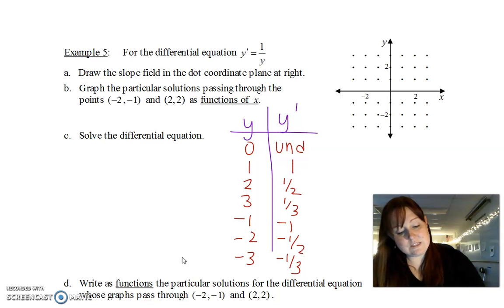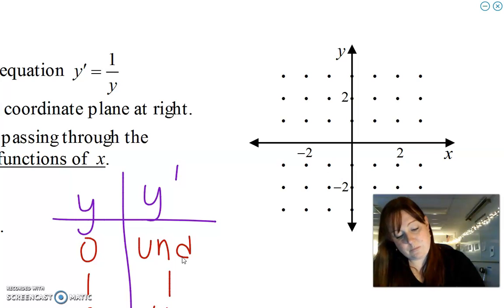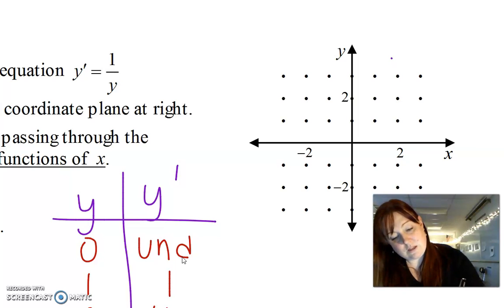Okay, so this does not depend on x at all, right? So it doesn't matter what x is, it only matters what y is. So I'm going to come over here where y equals 1, and everywhere that y equals 1, y prime equals 1. So I'm going to try to start by giving myself a little line.